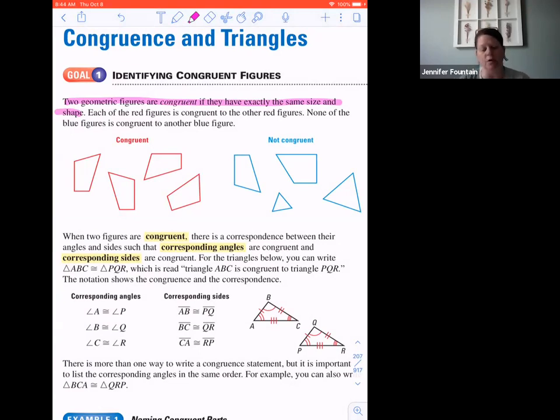So you can see that on the red side with congruent, they're all the same shape, they're all the same size, they're just positioned differently. Maybe it's flipped, maybe it's turned, rotated, whatever you want to call it. So it's just moved around in some way. Whereas if you look at the blue ones, none of them are the same shape, except for your two triangles. The two triangles are the same shape, but they are not the same size, therefore they are not congruent.